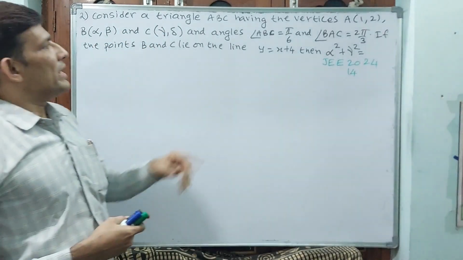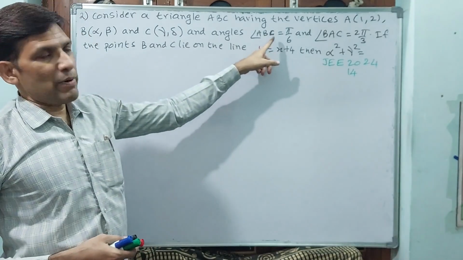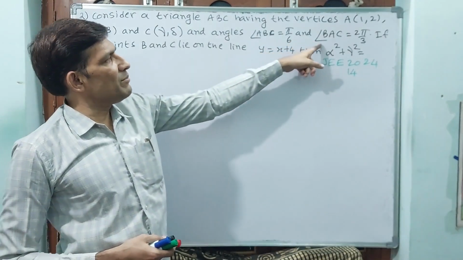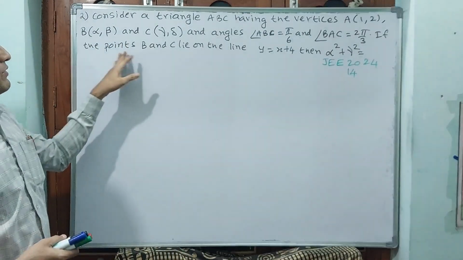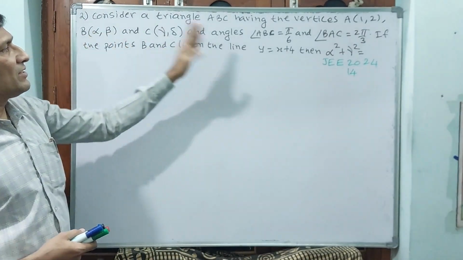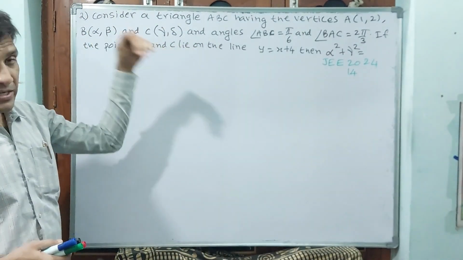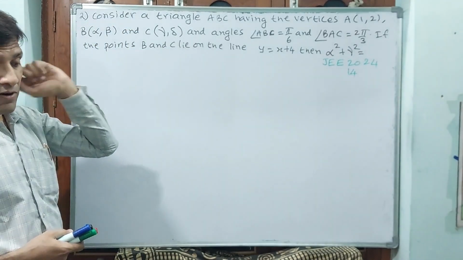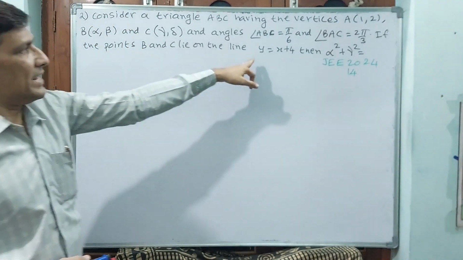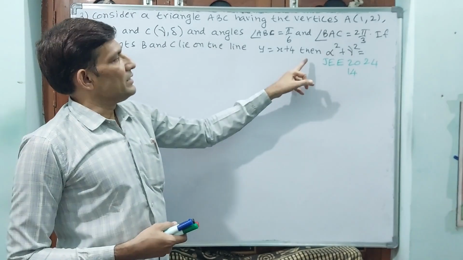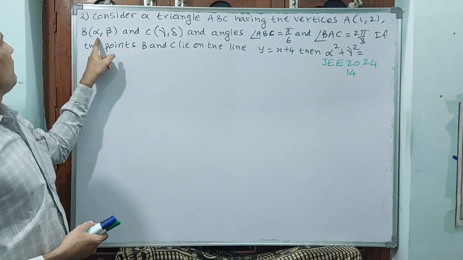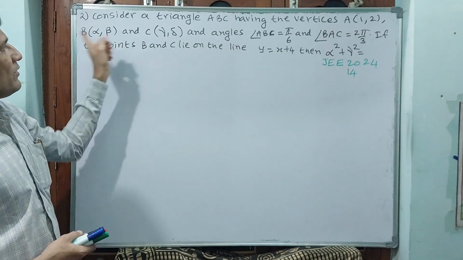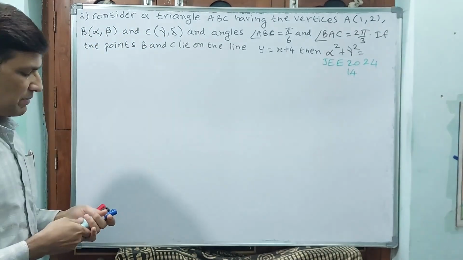Angles they have given. Angle ABC means angle B is pi by 6. Angle BAC means angle A is 2 pi by 3. If the points B and C lie on the line, they have given as a line, y is equal to x plus 4, then what is the value of alpha square plus gamma square? Alpha, gamma, that means x values, how to find. Both are in the x place.